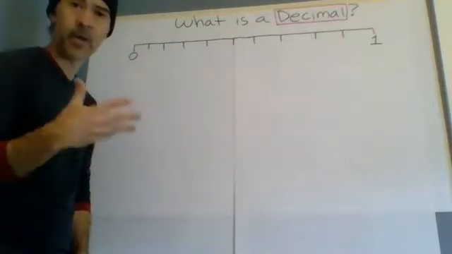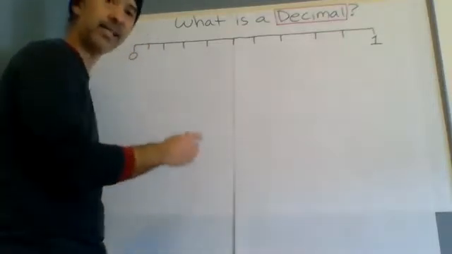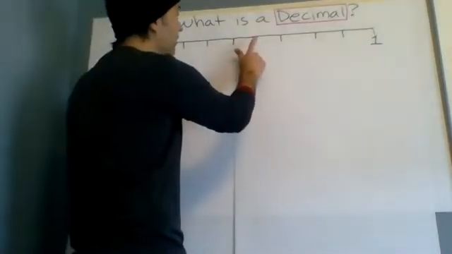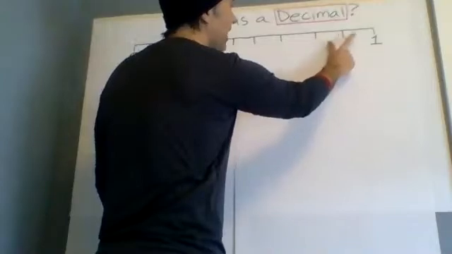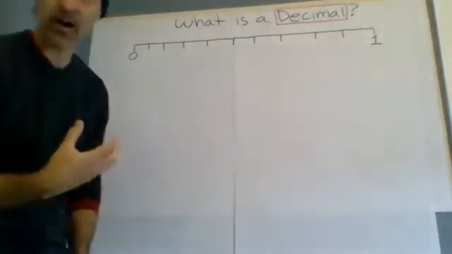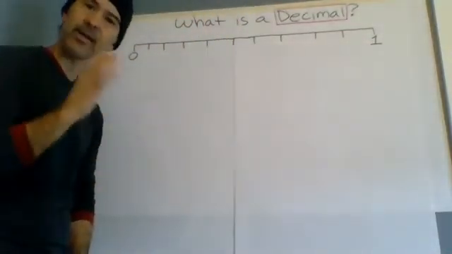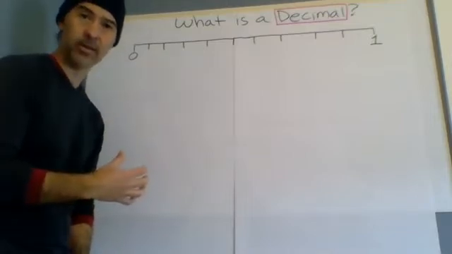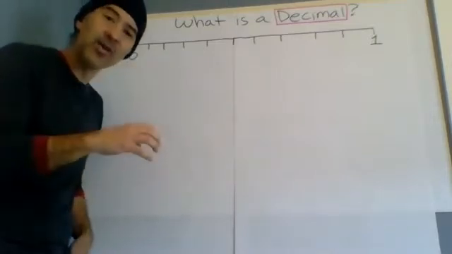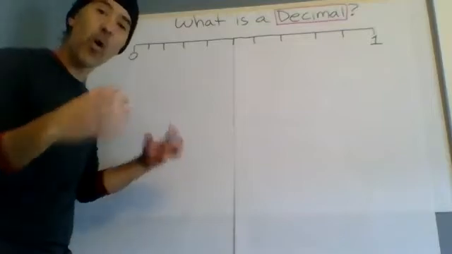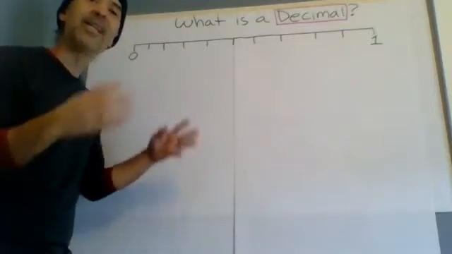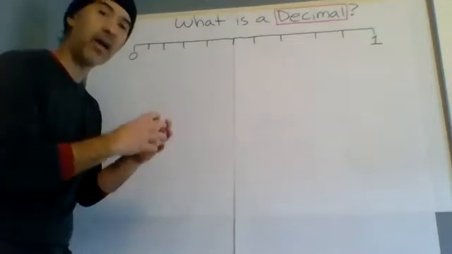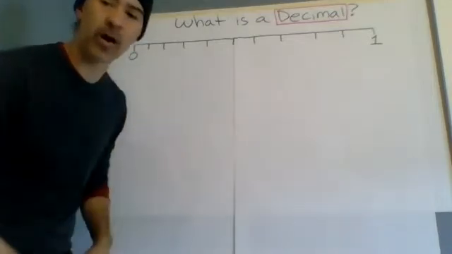Well, I'm going to count the equal parts. I see 1, 2, 3, 4, 5, 6, 7, 8, 9, 10 equal parts. Okay, that's really important. When we're talking about a decimal, the decimal tells us that every whole has 10 equal parts. Okay, every whole has 10 equal parts.